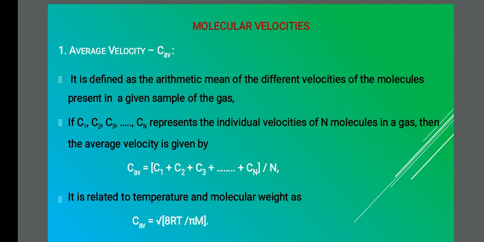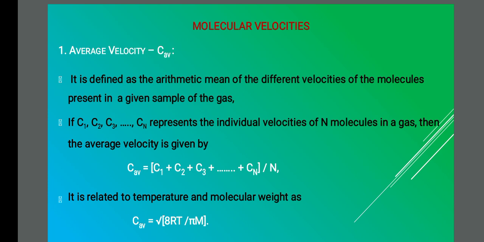Average velocity equals the square root of 8RT divided by pi M. You have studied this in 11th and 12th class. The average velocity is given by the symbol C av. C average is equal to square root of 8RT divided by pi M. So this we call average velocity. I'll repeat: average velocity is defined as the arithmetic mean of different velocities of the molecules present in the given sample of the gas. It's given by the formula C average equal to square root of 8RT divided by pi M.